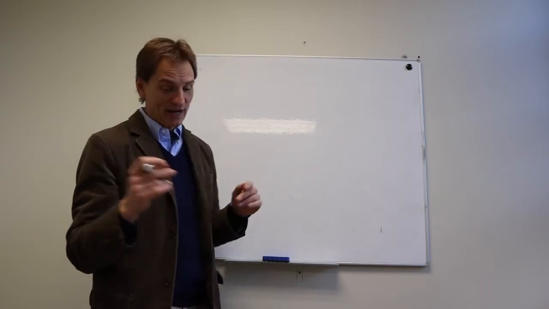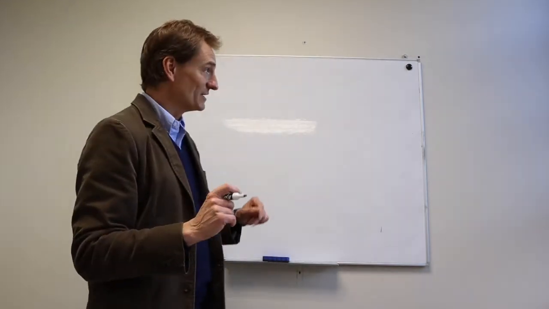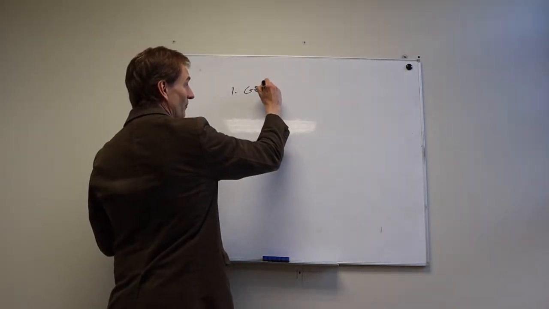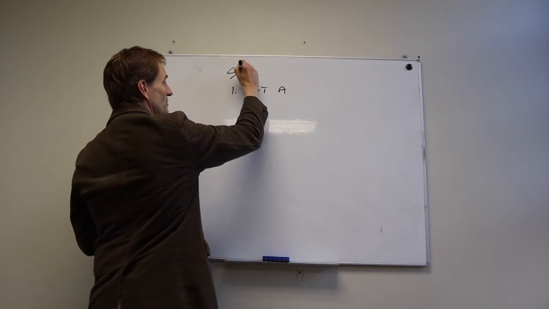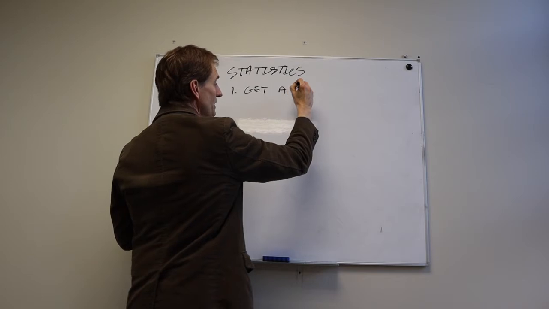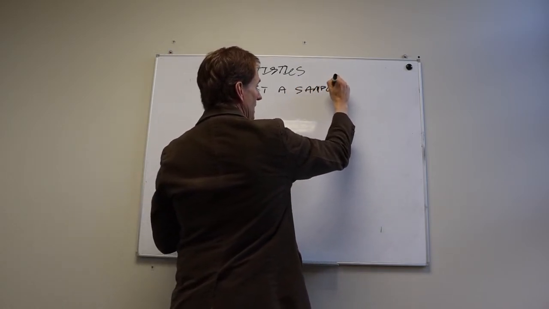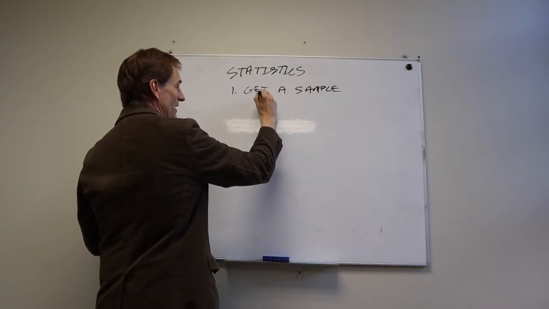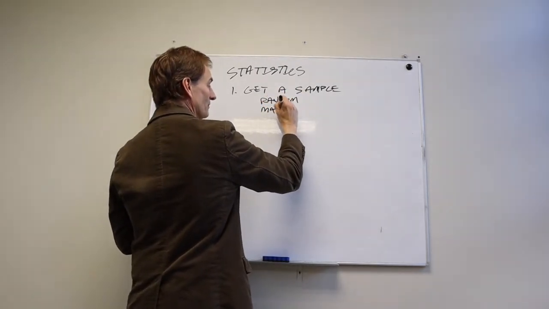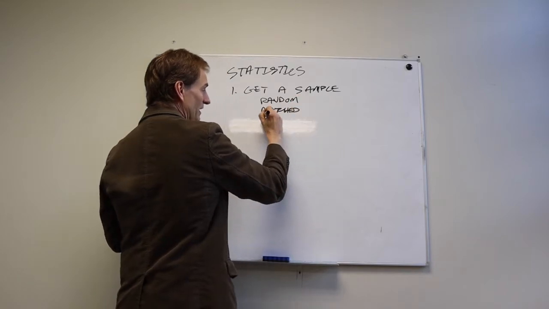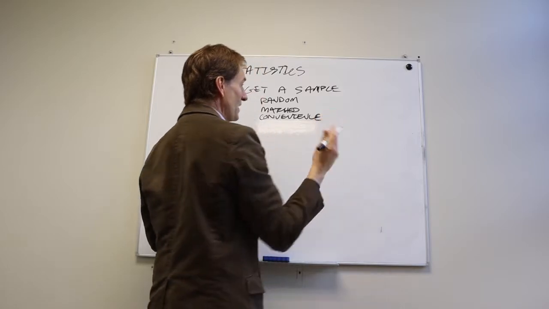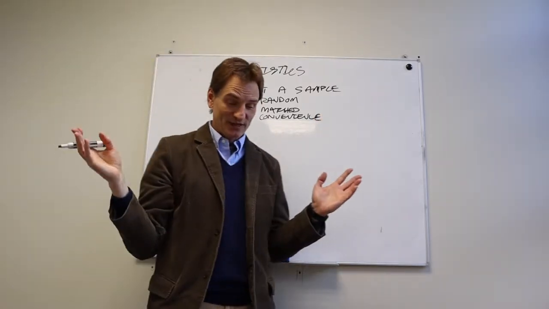Now, there are 4 steps in how we do statistics, so how it all works. The first thing that we need to do is get a sample. And that could be a random sample. It could be a matched sample. But it's probably a convenience sample. So that's pretty straightforward and easy. Everybody knows how sampling works.